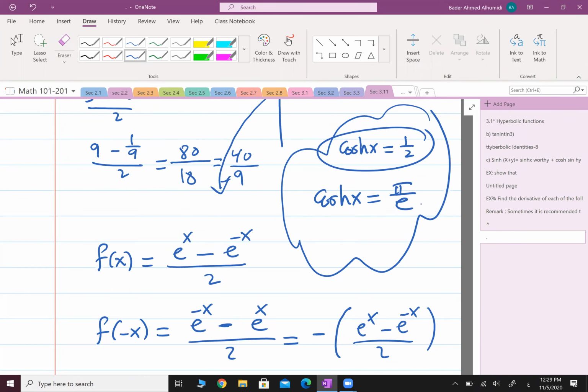It's smaller than 1. Possible. Pi over e, greater than 1 or smaller than 1? That's the question. Greater than 1. Let's see, by God, pi is 3 point something, right?